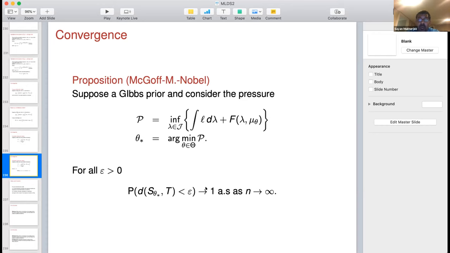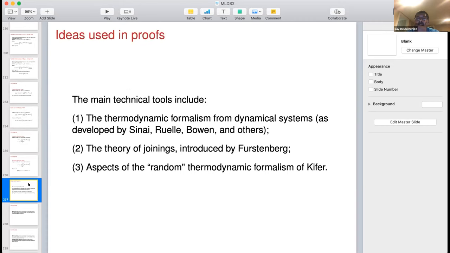Now, what's interesting is the tools we use to prove this, right? We use something called the thermodynamic formalism, which was developed by Sinai, Ruelle, and Bowen, their theory of joinings, which comes from Furstenberg, and some aspects of random thermodynamic formalism, which is from Kifer.